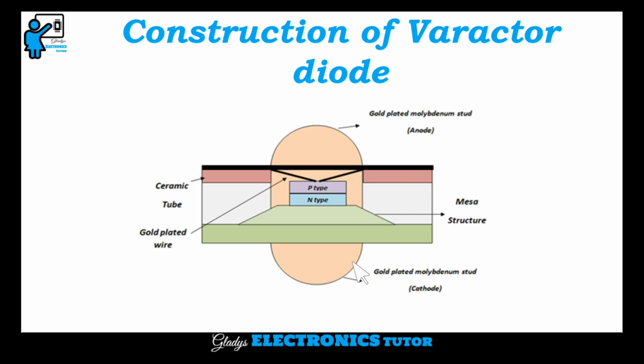So this is the construction of varactor diode. So this is the gold plated molybdenum stud, and this is anode terminal, and this is the cathode terminal, and this is the ceramic tube here, and this is the gold plated wire above the p-type region, and this is the meso structure.